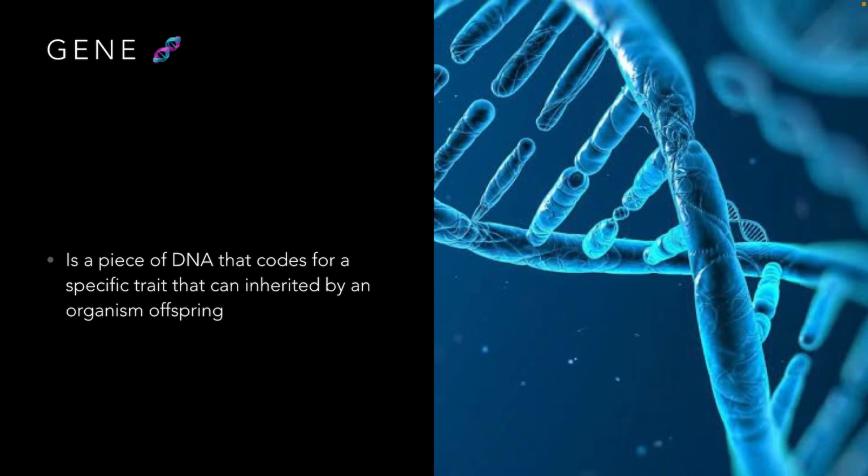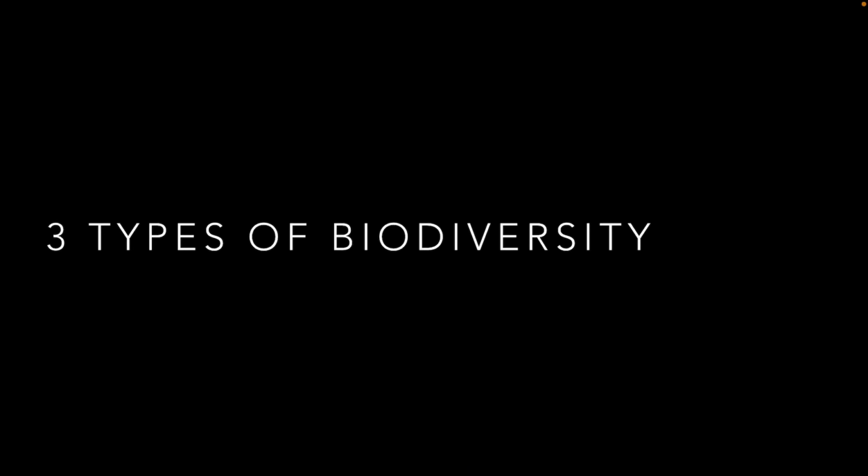And we also have genes. A gene is a piece of DNA that codes for a specific trait that can be inherited by an organism's offspring. Now you can see genetics, we have different types of genetics, and that's not only for animals, that also goes for humans too. There are so many different types of genes.